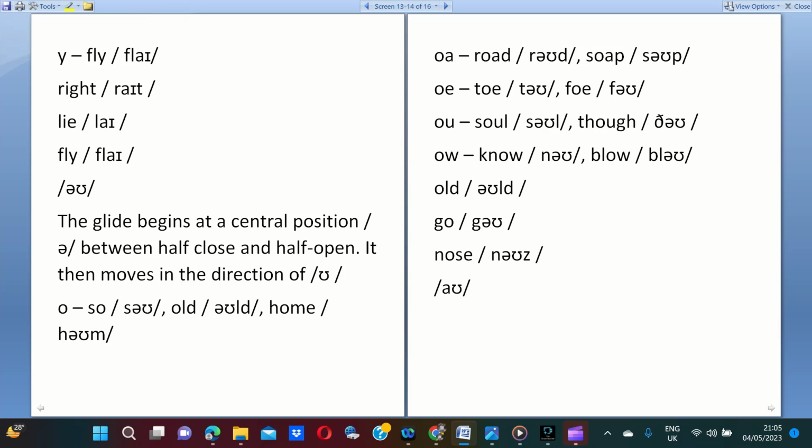Next, ow. While producing this sound, our mouth is in a closed position. Here, gliding mainly happens from front to back. What is the position of our lips? Rounded lips. We can see rounded lips while producing this diphthong. These are a few graphemes. Whenever OA occurs, you need to produce it: roundness, soul, go, nose. These are a few graphemes which help you to pronounce words accurately.